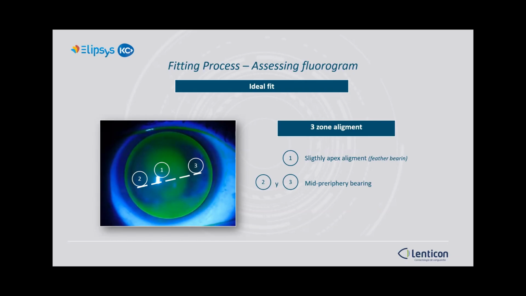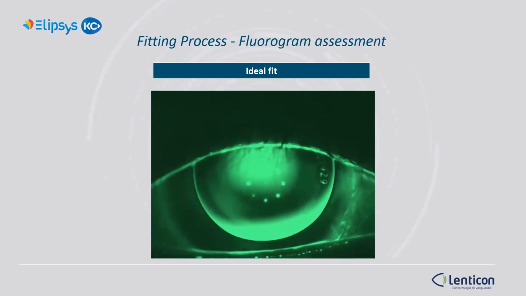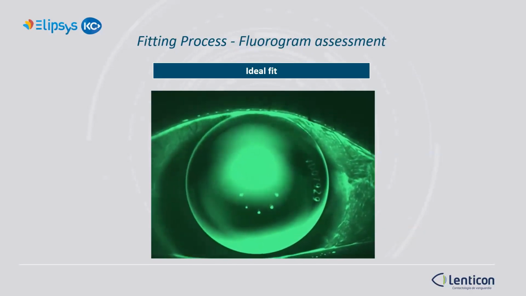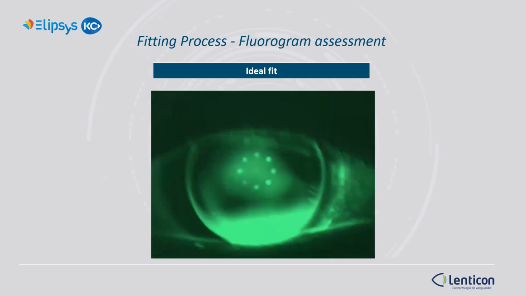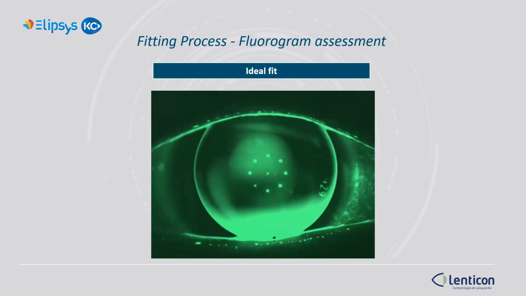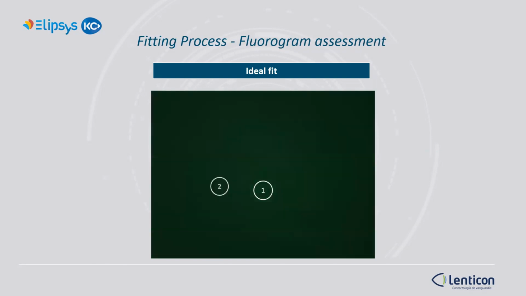The ideal fluorogram shows 3 tones of alignment, 2 over the corneal mid-periphery and 1 slightly aligned over the apex, without touching it, as you can see in the slide. Here is a dynamic fluorogram. Note how the tear film flows under the lens without any heavy bearing zone. Just right edge lift and a proper movement and centration.